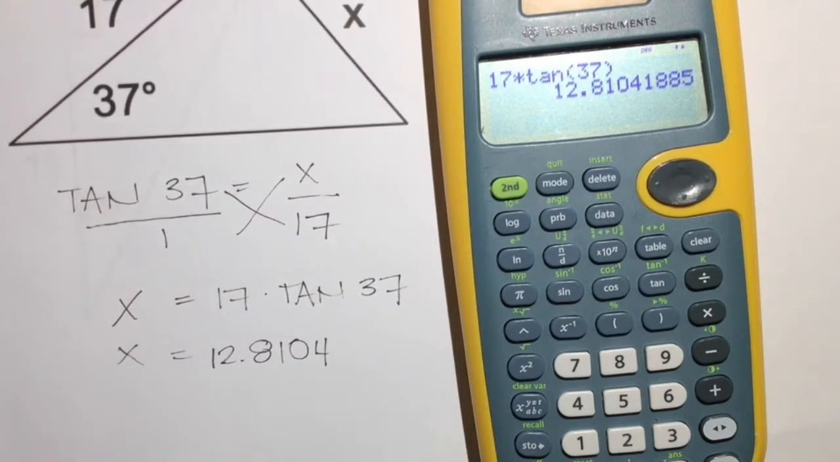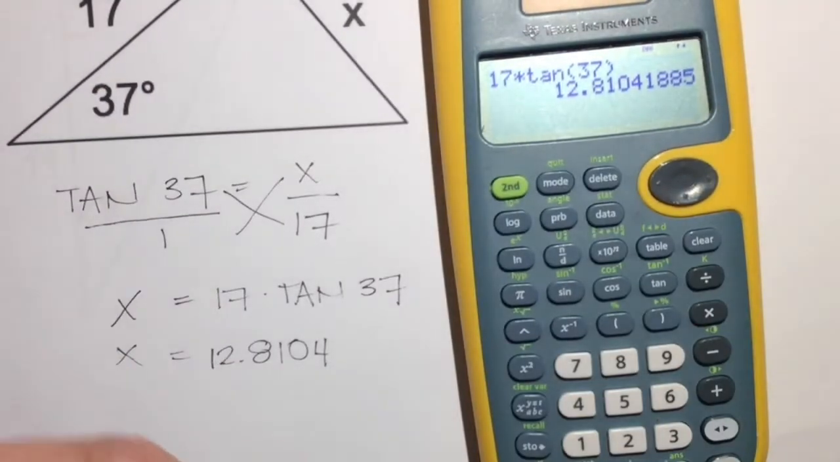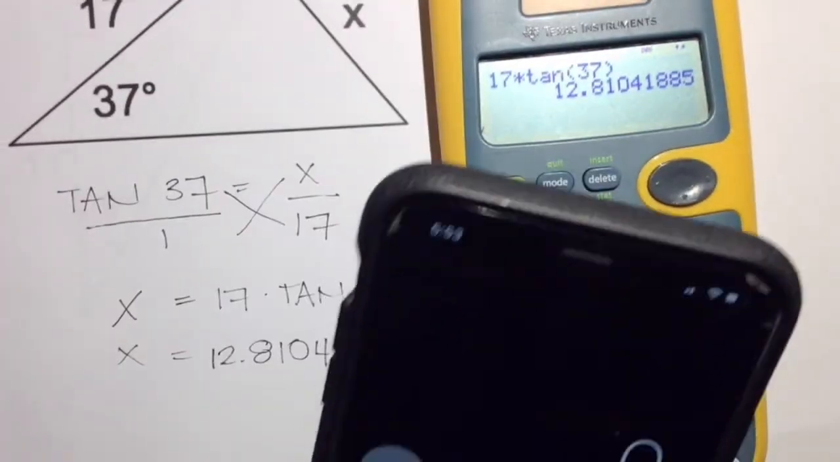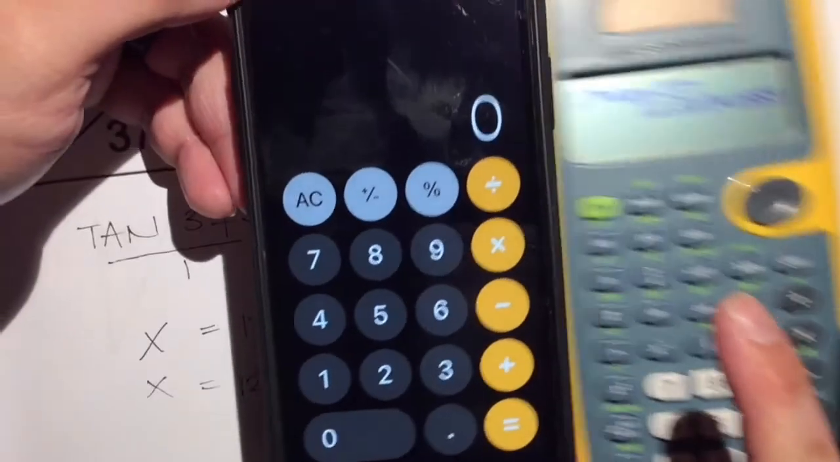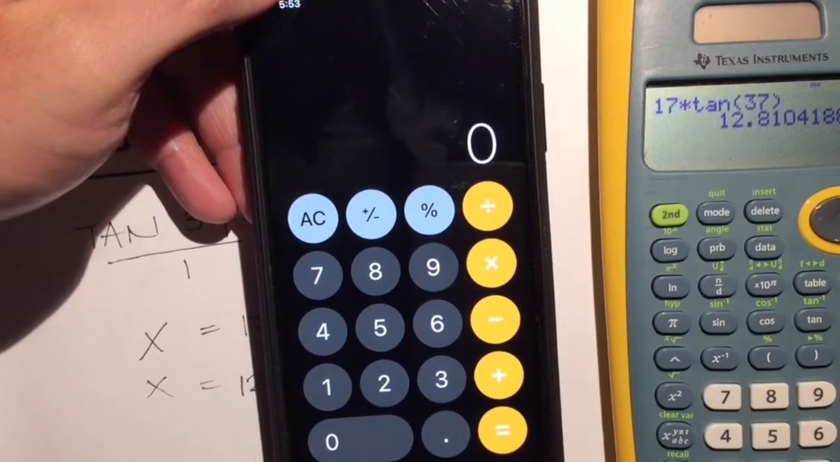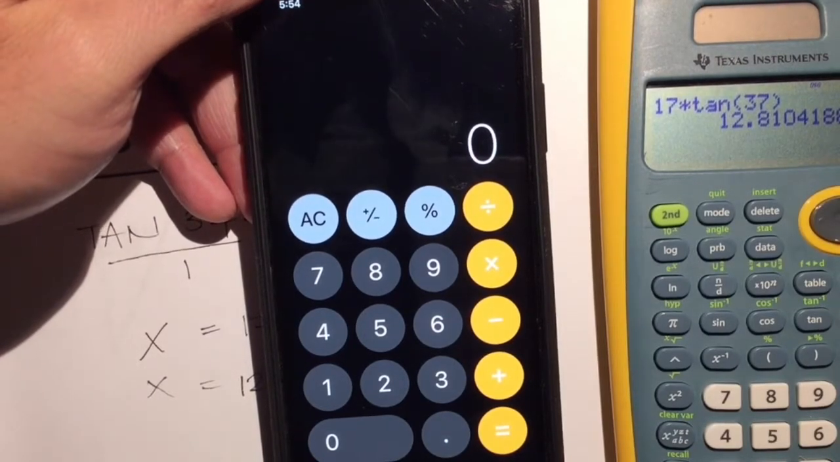Okay. Now, if you don't have a calculator where it has multiple lines, that's fine. Even if you don't have a calculator, but you have a super expensive phone, like an iPhone, it has a calculator app, but it's going to be a little different.